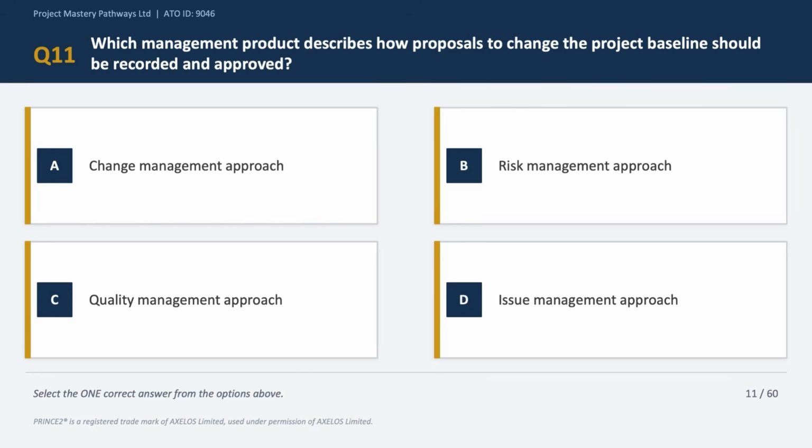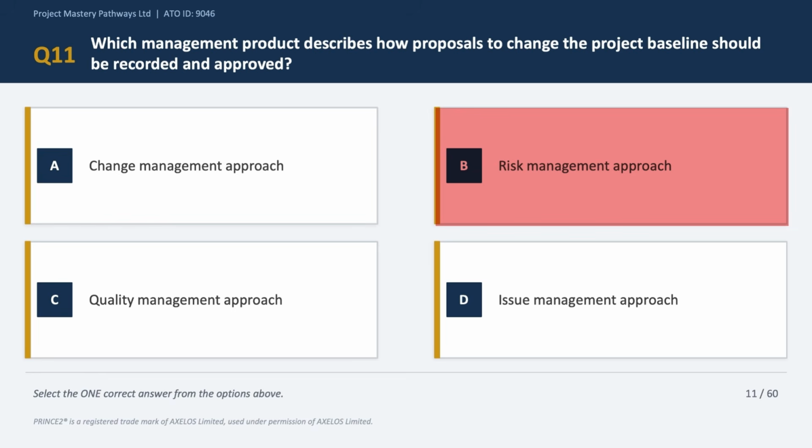Right, so question number 11, and this question is testing your knowledge of management products and their specific purposes. Now note the keyword proposals to change the project baseline, okay, and that is your anchor text for the question stem. Now option B says risk management approach. The risk management approach describes how to manage threats and opportunities, but not how to handle the changes proposal. So option B is incorrect.